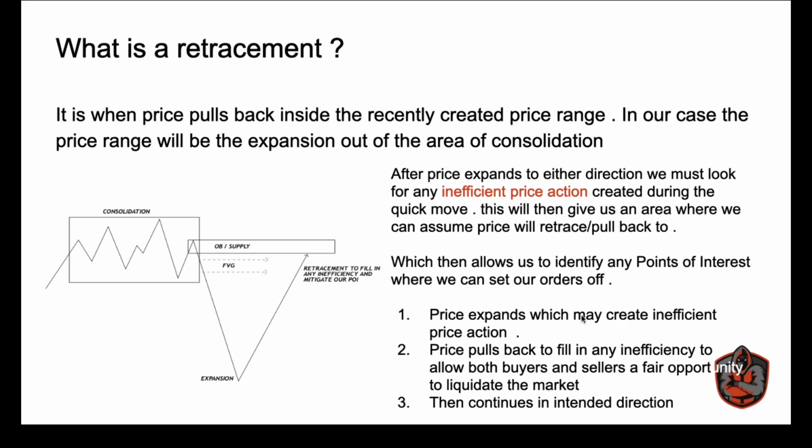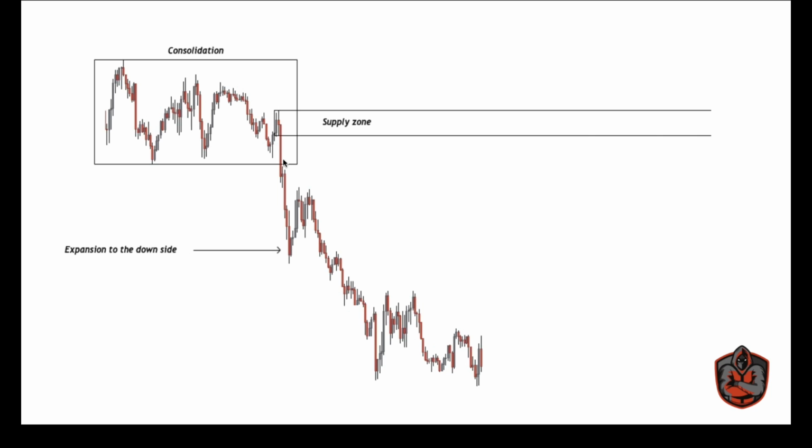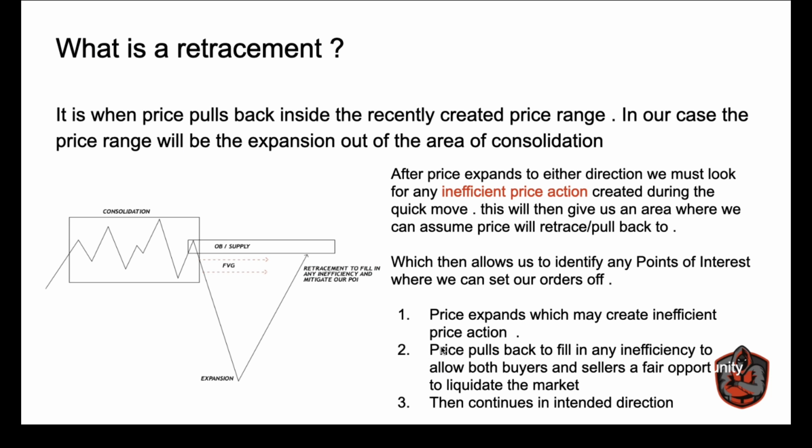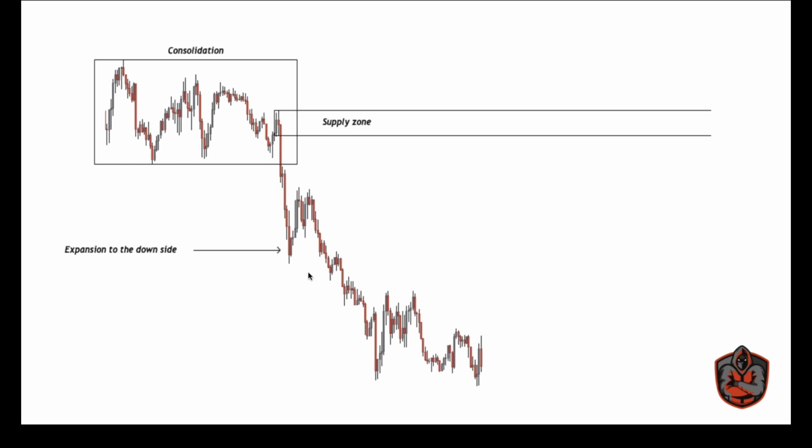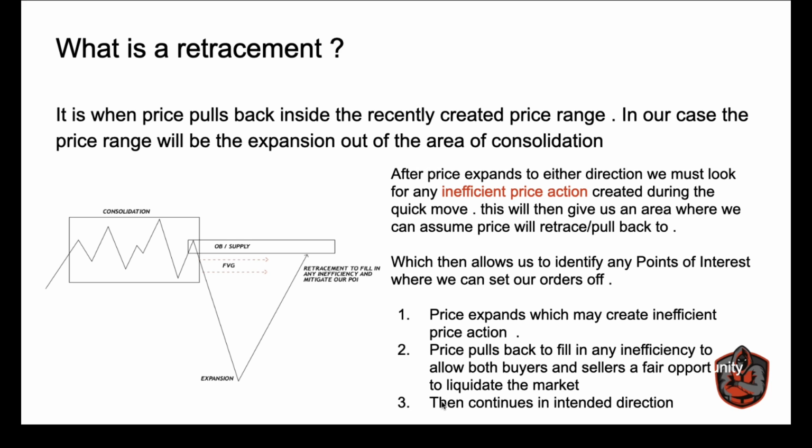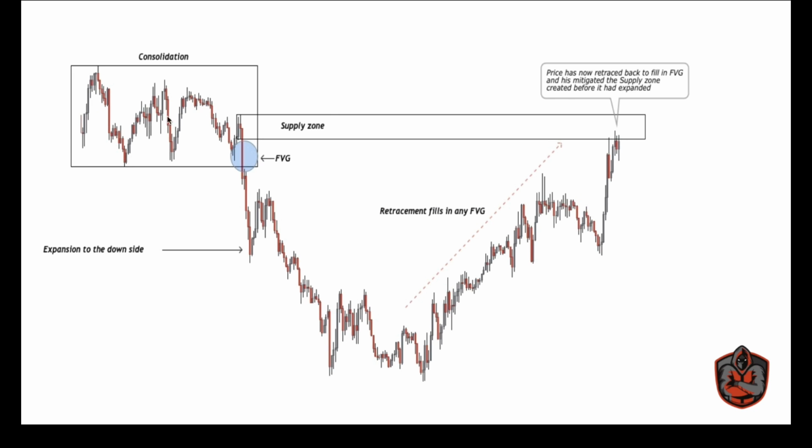Number 1, price expands, which may create inefficient price action. As we can see in this example, price expands, it creates inefficient price action. Number 2, price pulls back to fill in any inefficiency, to allow both the buyers and the sellers a fair opportunity to liquidate the market. So we identify the inefficiency, and we identify the point of interest where we can look to set our orders or execute a position. And number 3, when price comes back to fill in that inefficiency, it will then continue in its intended direction.